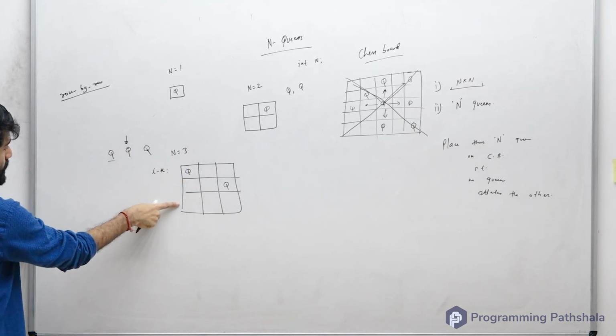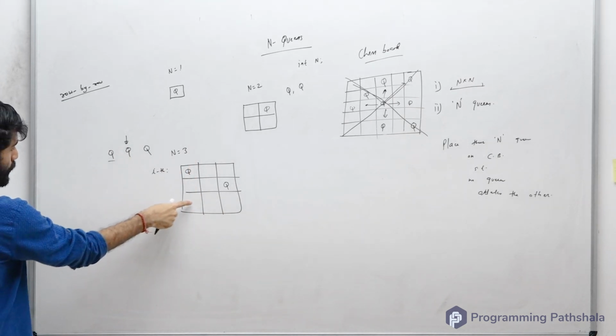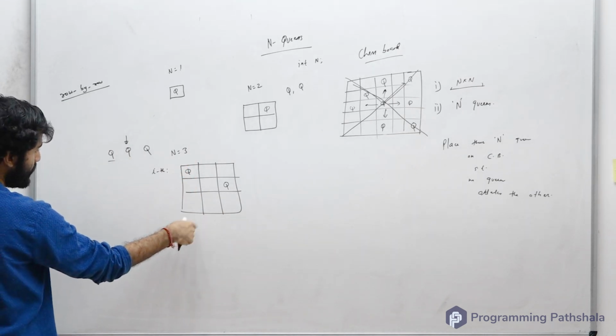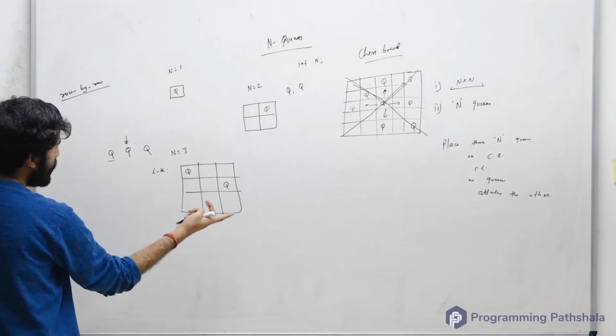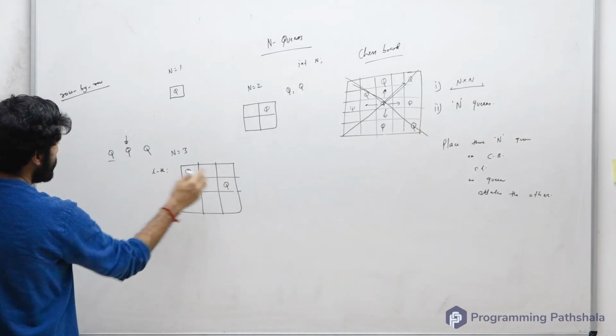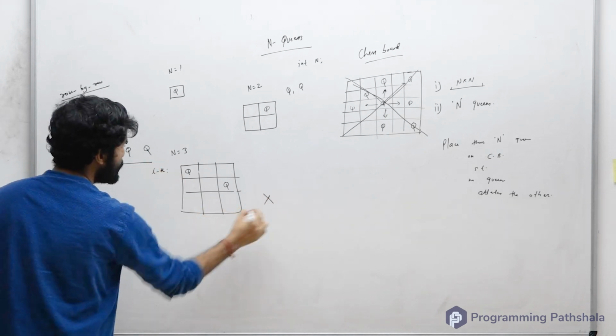So now how many choices do you have for the last queen in this row? Can you place here? Attack will be there. Can you place here? Attack. Can you place here? Attack. So corresponding to this kind of placement of the first two queens, there are no solutions.